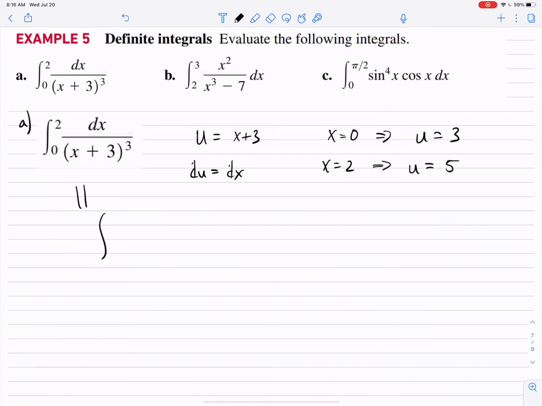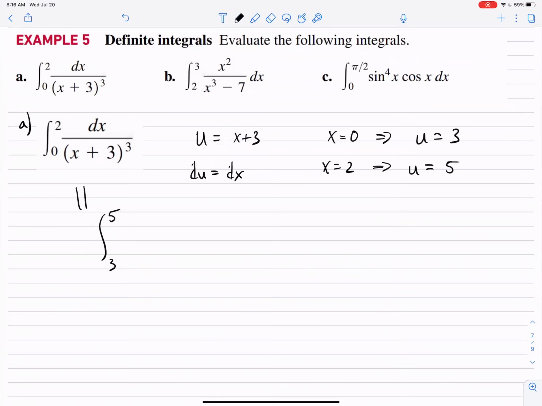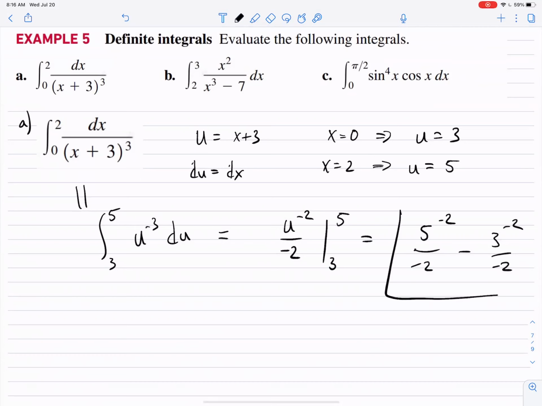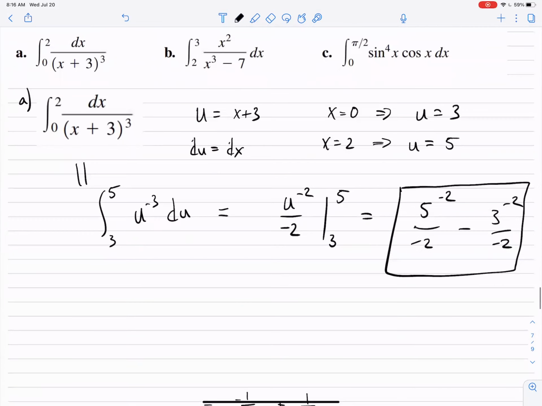And so this integral becomes the integral from 3 to 5, and du becomes dx, so that's just du. Then I'm going to rewrite it as u to the minus 3 du. Now this is a new integral that we can just work with as is. So it's u to the minus 2 divided by negative 2, evaluated from 3 to 5. It becomes 5 to the negative 2 divided by negative 2 minus 3 to the negative 2 over negative 2. And that's the answer. So that's one way to do it. Maybe I'll do it the other way.